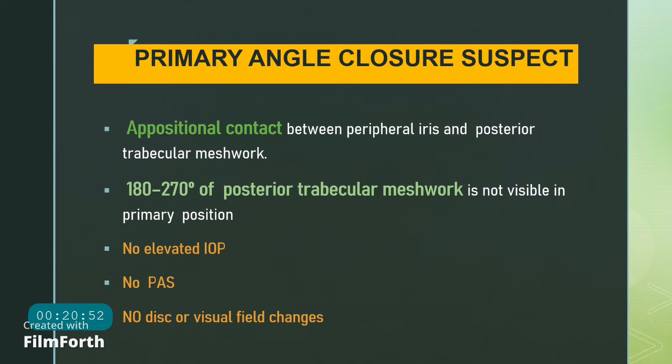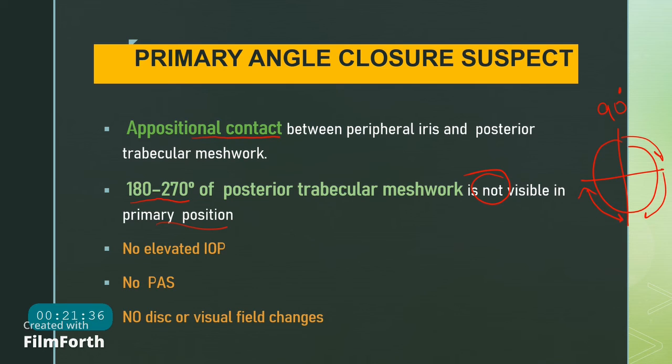So the first is, what is meant by this primary angle closure suspect? Now, what I told you about the occludable angles, it's the same. So appositional contact or occludable angle between the peripheral iris and the posterior trabecular meshwork in such a way that in 180 to 270 degrees the posterior trabecular meshwork is not visible in the primary position without any manipulation or indentation. That means you can see posterior trabecular meshwork only in about 90 degrees. Okay, you are not able to see it in 180 to 270 degrees quadrant. So if you are not seeing the posterior trabecular meshwork in about 3 quadrants, then that is called the primary angle closure suspect.